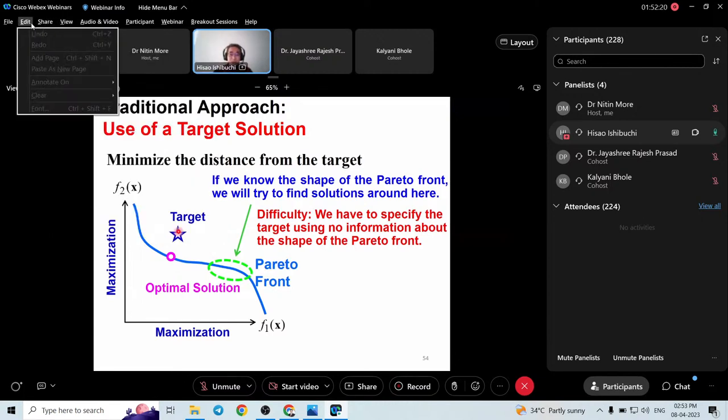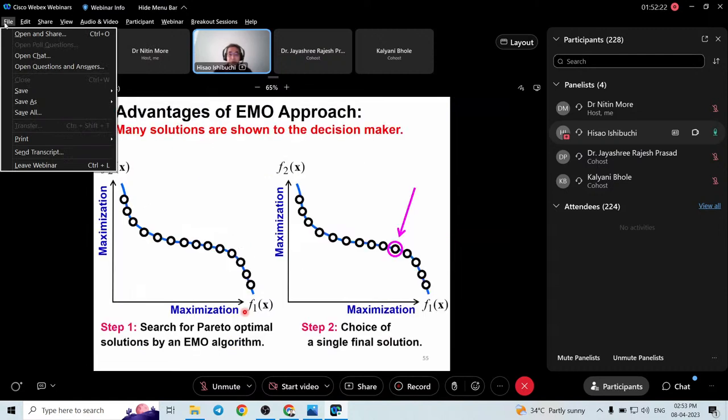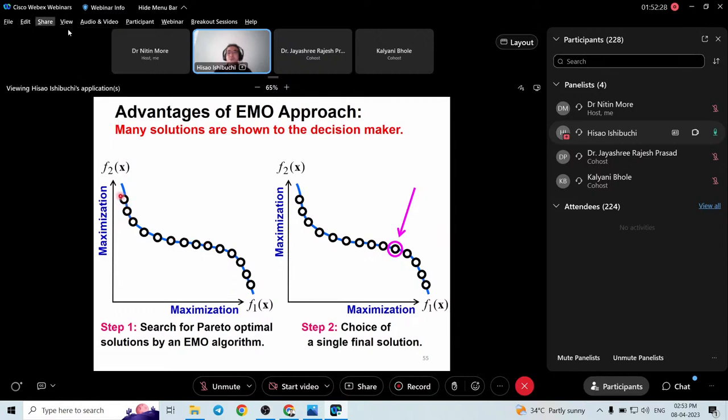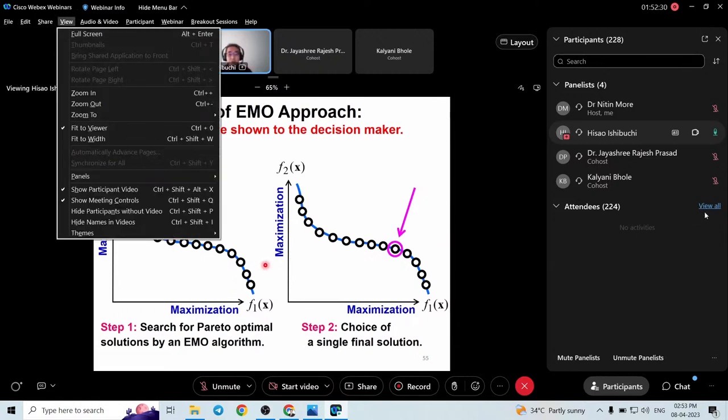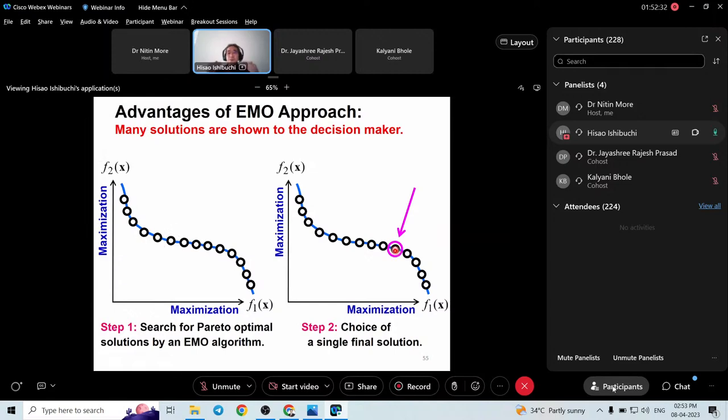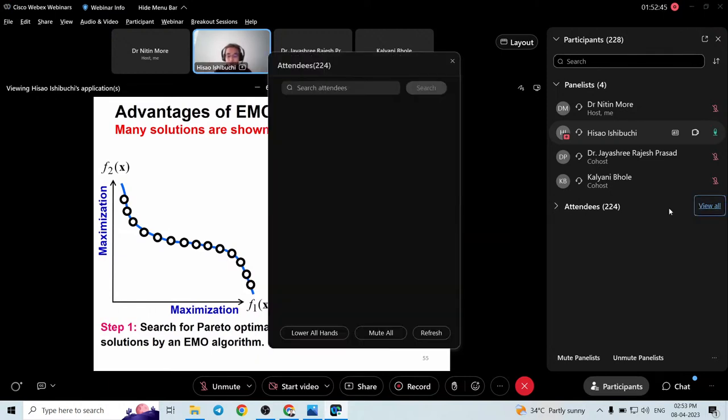Before knowing the shape of the Pareto front, in the case of the MO approach, first we can show all solutions along the Pareto front. So the decision maker can understand the shape of the Pareto front. Then the decision maker can choose the final solution. This is the main advantage of the MO approach. That is, we can show a large number of solutions along the Pareto front, and the decision maker can choose the best solution among them.